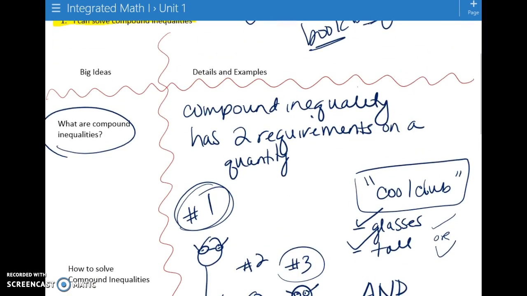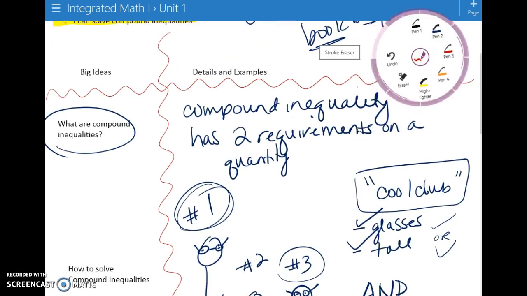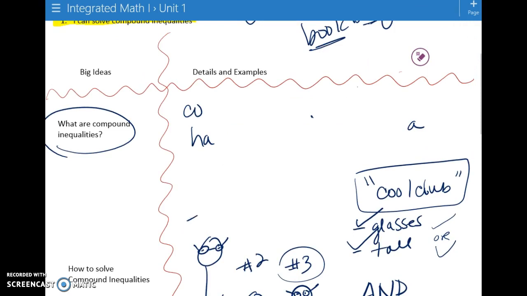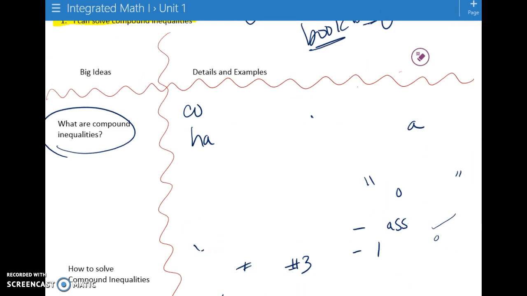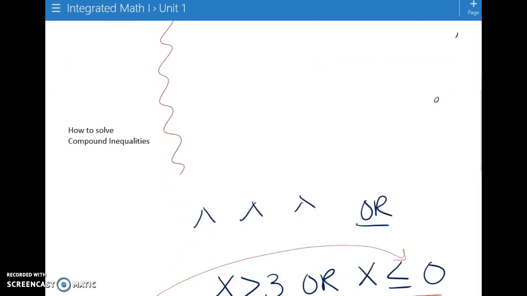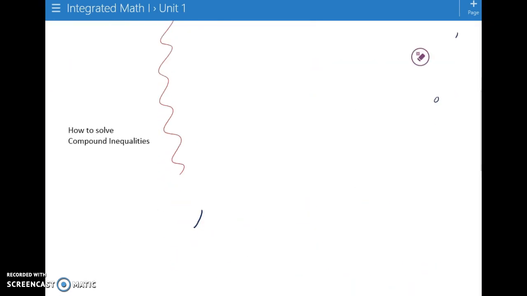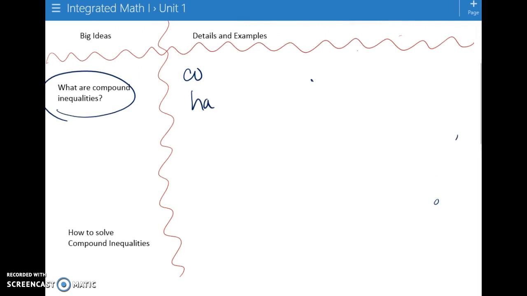But let's talk about how to solve these compound inequalities. Guess what? You solve them just like you would normally solve them. So that shouldn't take me too long to show you. Just trying to erase everything here. Okay, so let's jump into some examples.